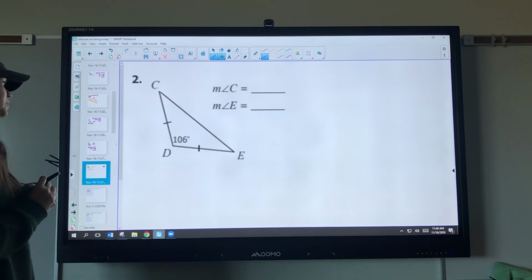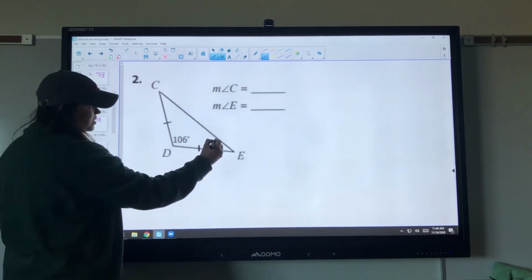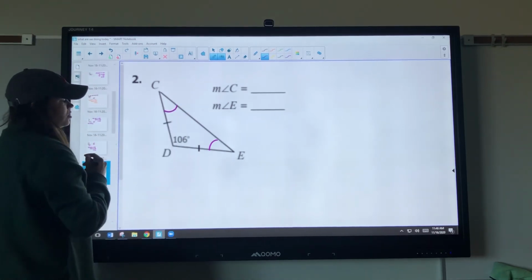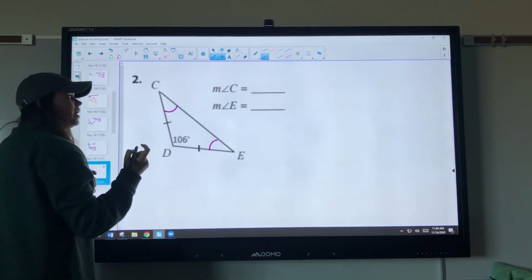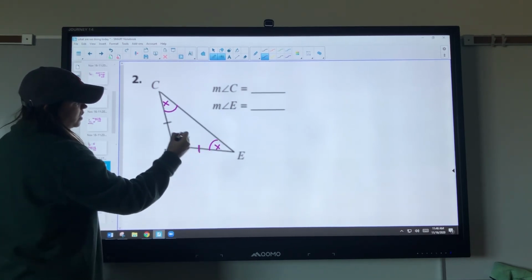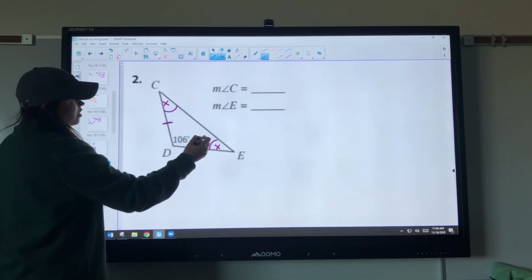All right, this one's a little bit different. This time the 106 is up here. So this is not going to be 106. It doesn't even look like it's 106. These ones you don't know, but you do know that they're going to match. Isosceles triangles, I review from middle school. If these sides are congruent, then these angles are also congruent.